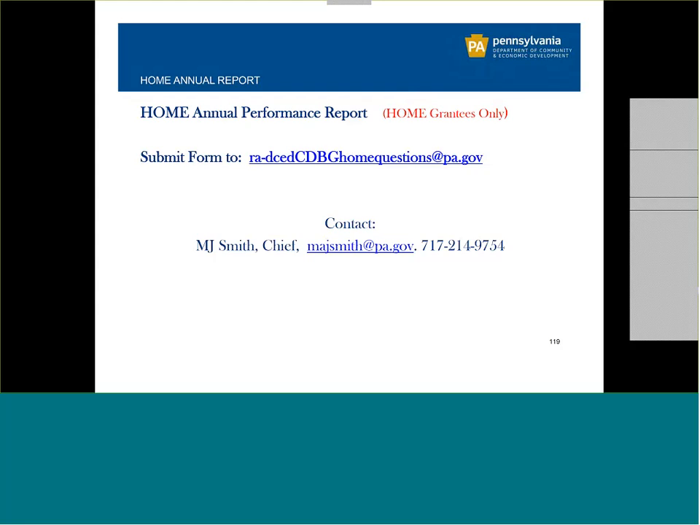Okay. Is the beneficiary report for area-wide benefit activities only, or does it also include direct benefit activities too?